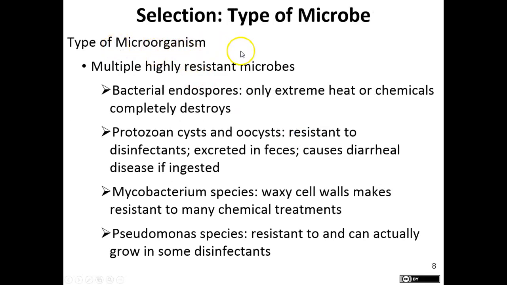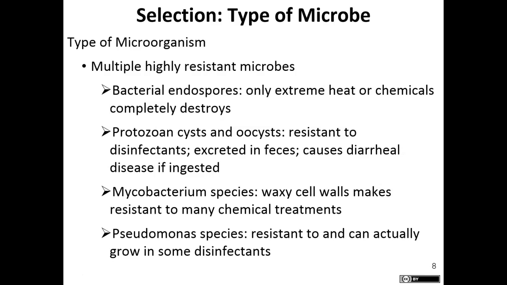When we talk about type of organisms, some organisms are more resistant than others. So here we have endospores, and here we have protozoan cysts or oocysts. Both cysts and oocysts, as well as endospores, can persist in environments that are not beneficial to life. And because of that, if we put chemicals onto endospores, some chemicals aren't going to destroy the microbes. And so you have to use something else if you're dealing with endospores or protozoan cysts.